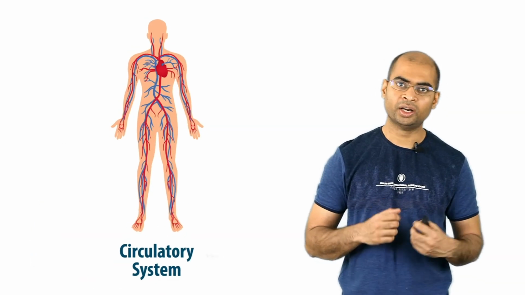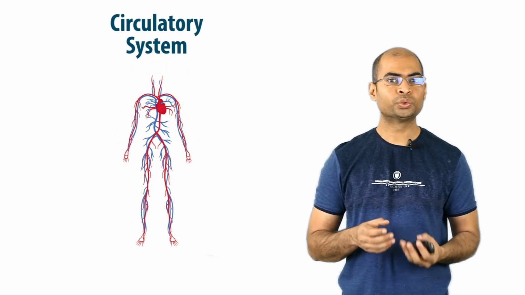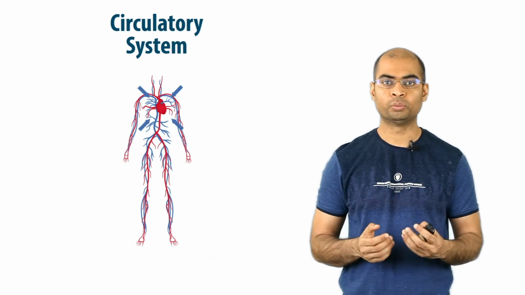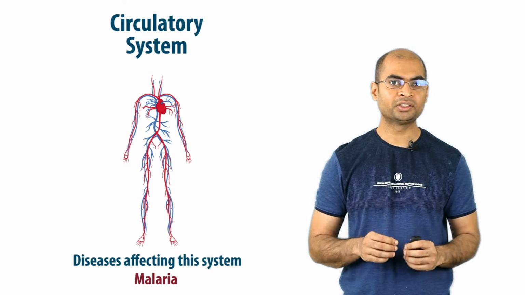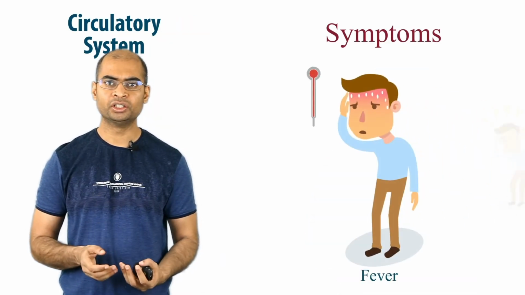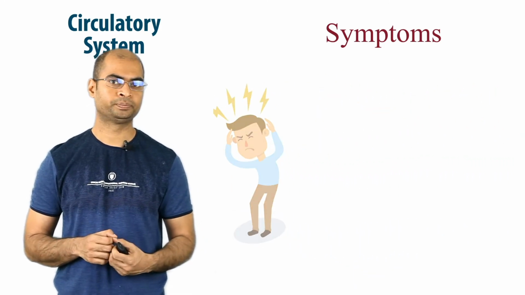Next, the circulatory system. That is mainly the blood, which is vital in carrying both oxygen and nutrients throughout your body. The malaria pathogens attack your blood cells and can cause many symptoms. Fever and chills, severe weakness and headache are just a few of them.